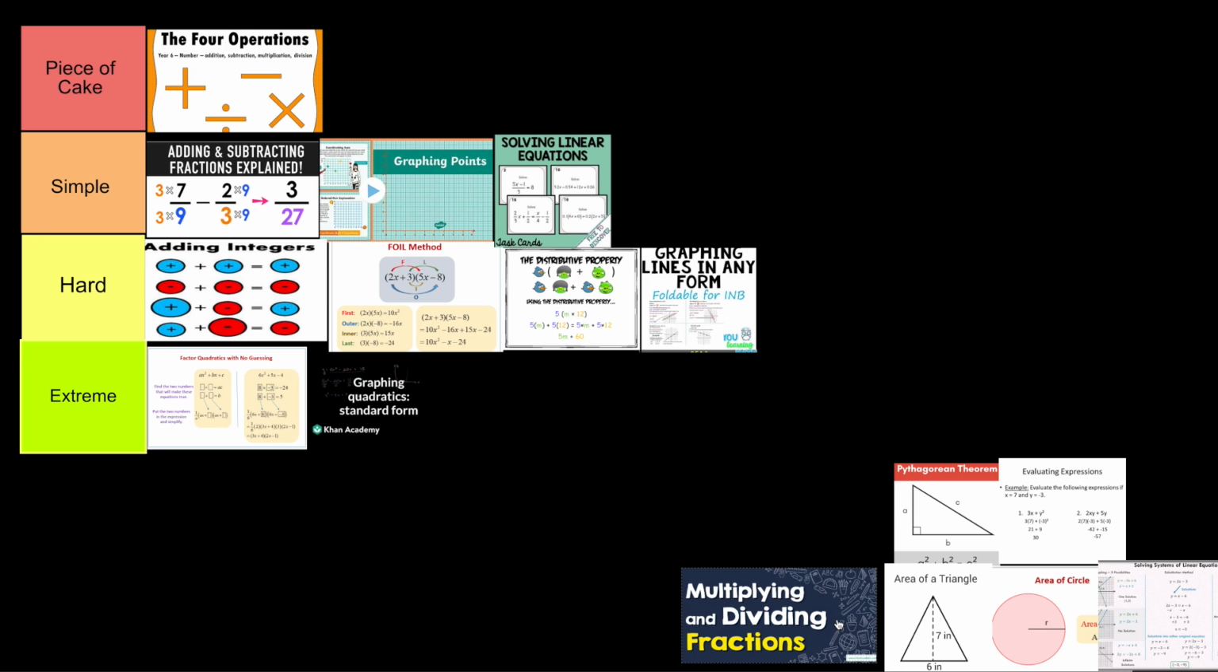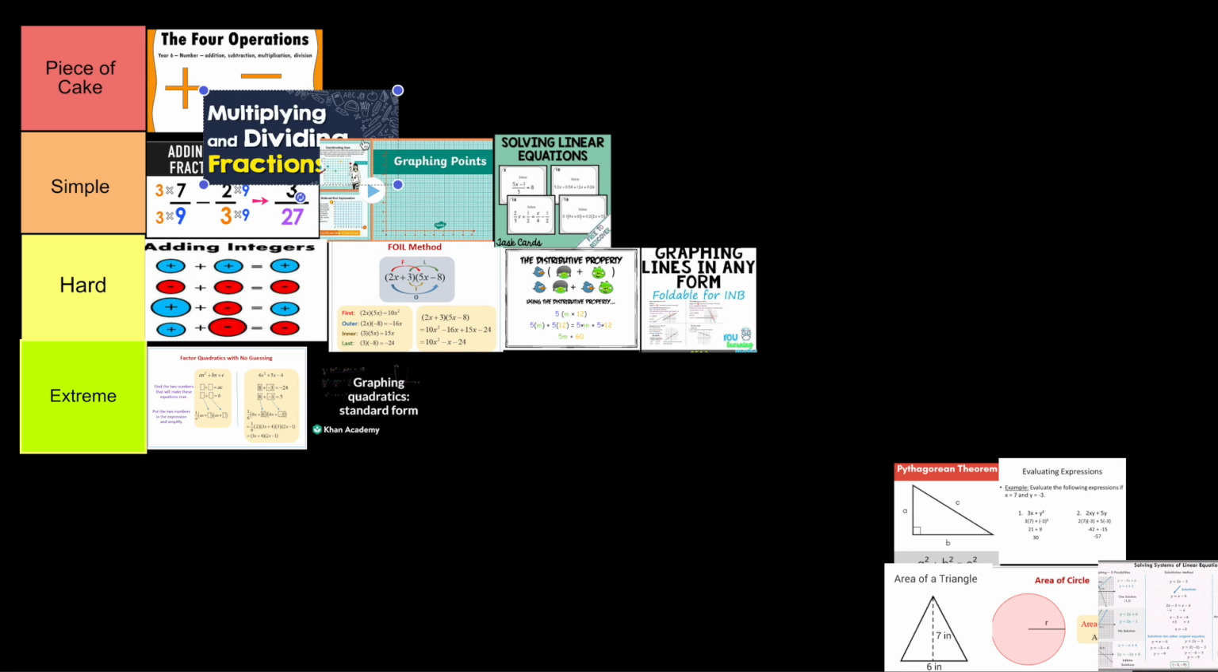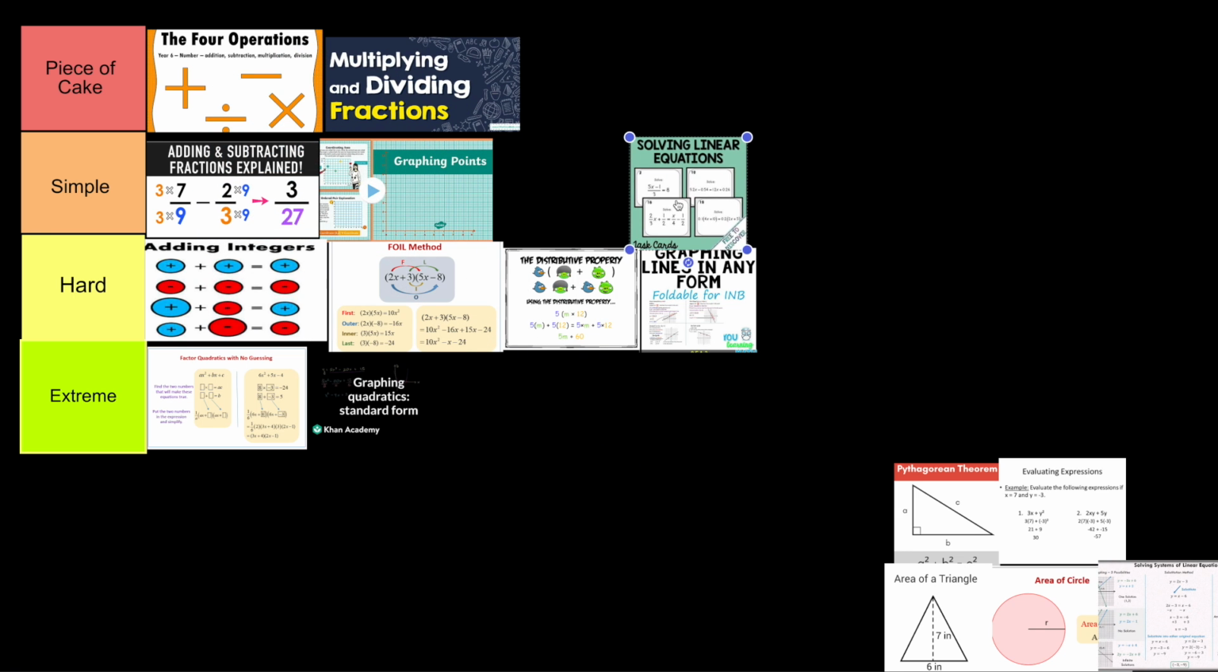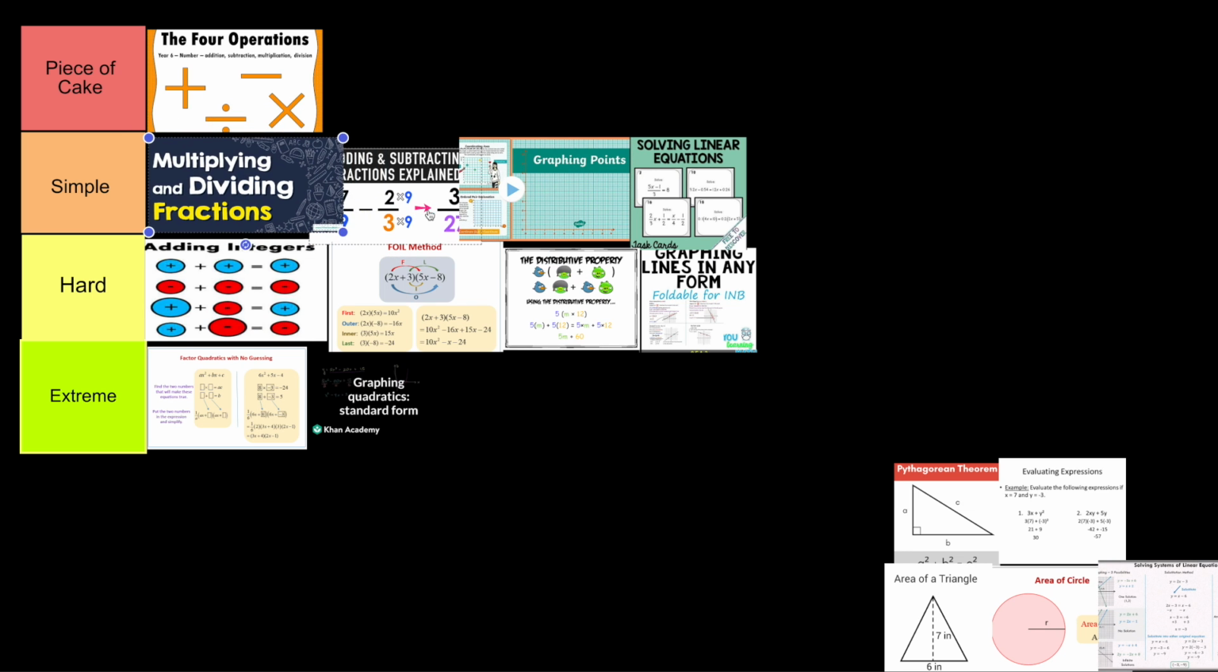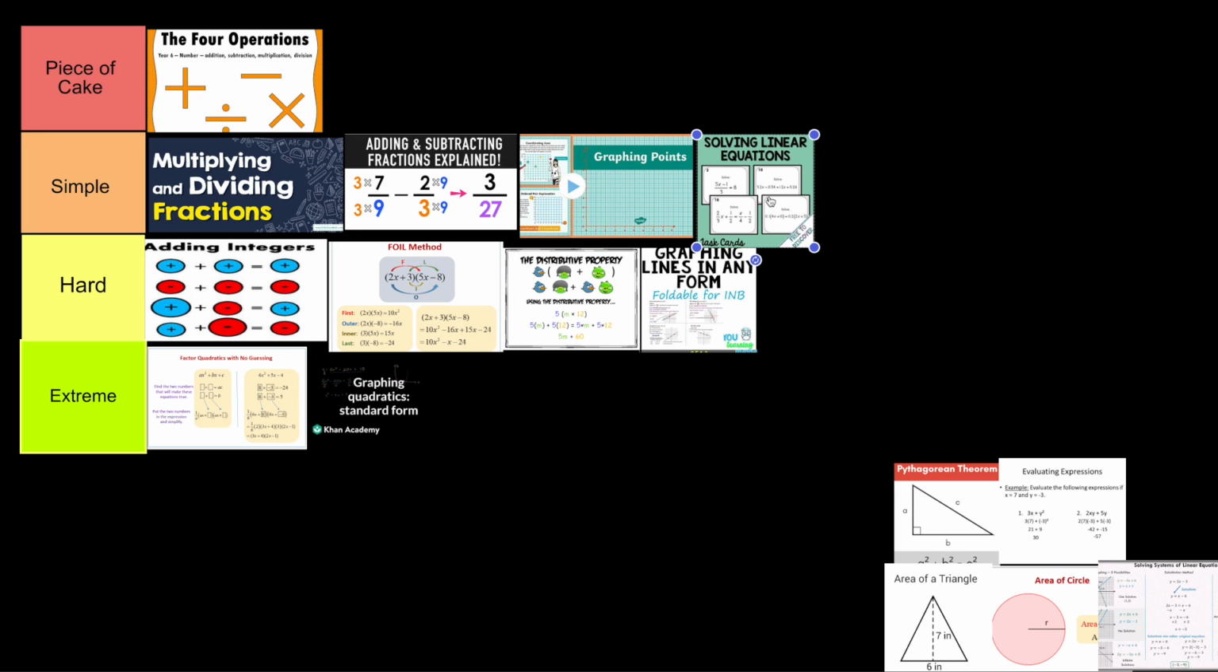Multiplying and dividing fractions. I'll say it's actually a bit easier than adding and subtracting fractions, just because you basically just have to multiply or divide the numerators and denominators. You don't have to make a common denominator. You literally just multiply. Well, of course there is canceling and that stuff, but it's pretty simple.